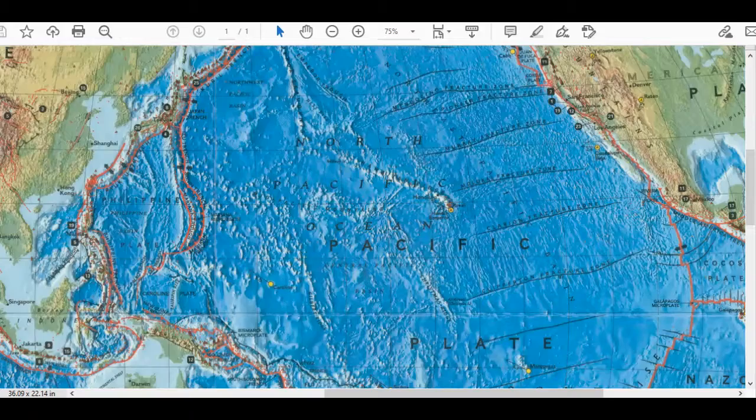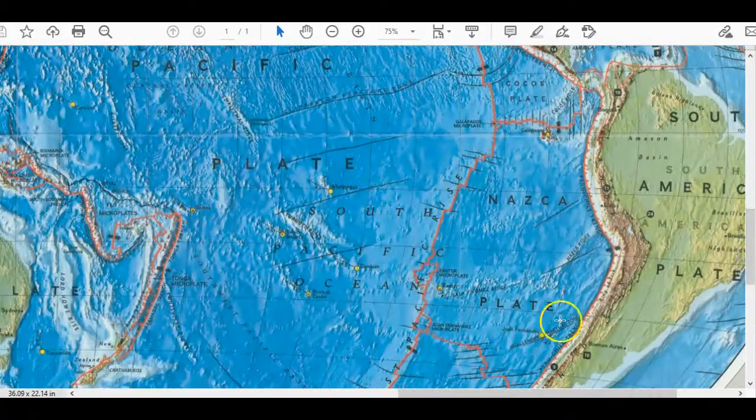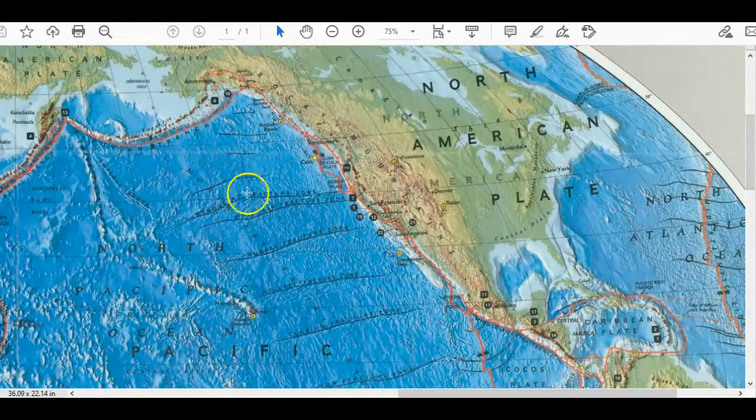Over here, there's a question that talks about the Nazca plate. So here's the Nazca plate, and here's the South American plate. That's just for location purposes, so you know where to look for that question. And also we come up to North America, which is up here. There's a couple questions about what's happening in the North American plate there.